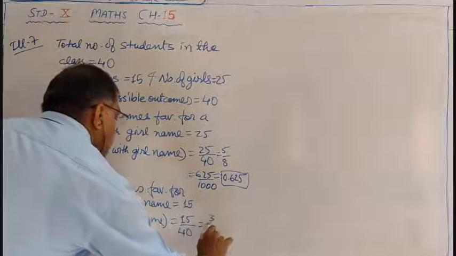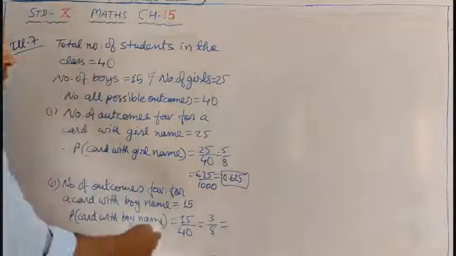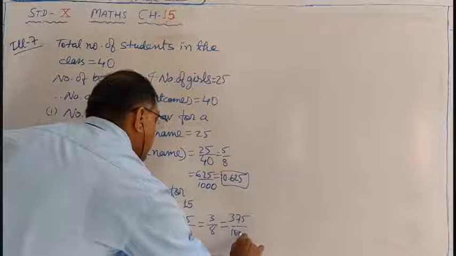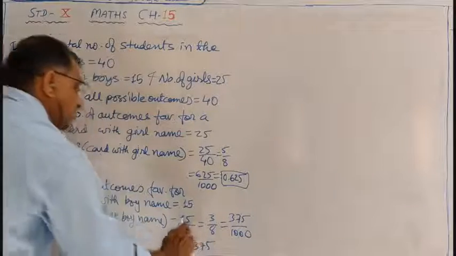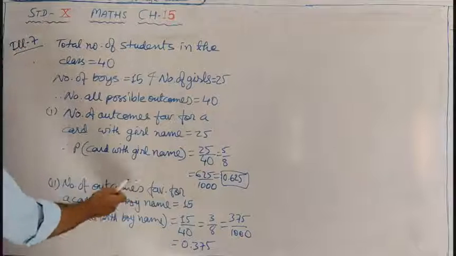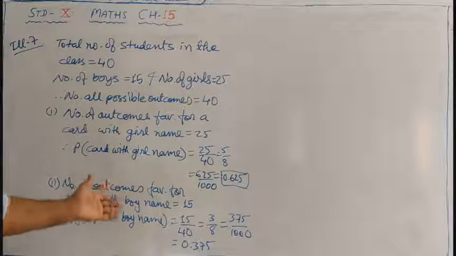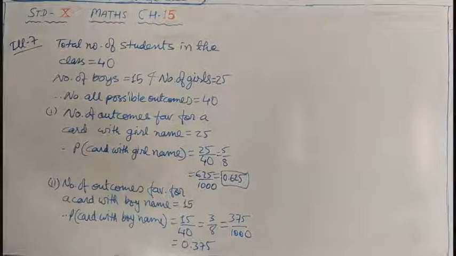So here 5 cut, so 3 by 8. We can convert it into decimals, and that is 3 multiplied by 125, so that is 375 divided by 1000, or that is 0.375. Also we can go for the complementary, that the card drawn is a boy name, that is, the card drawn is not with the girl name, and therefore 1 minus 0.625 or 1 minus 5 by 8, we can find the probability for the card with boy name.